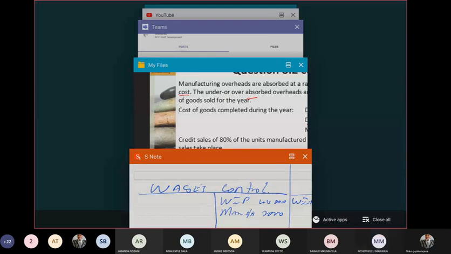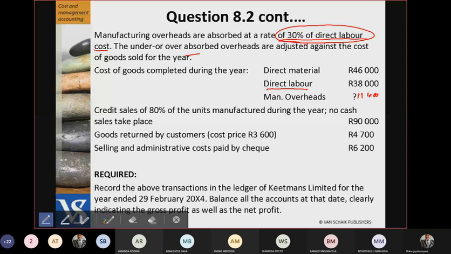Okay. Let's go back again down to the question. If you look at the question, this is the statement that we used, where they say manufacturing overheads are absorbed at a rate of 30%. 30% of what? Of direct labor cost. Remember we've used this in order to allocate manufacturing overheads to our production.